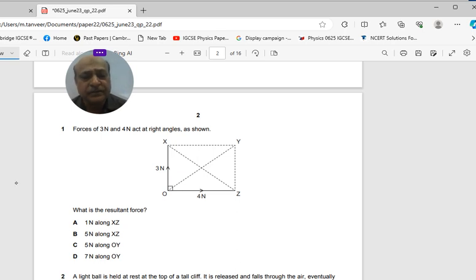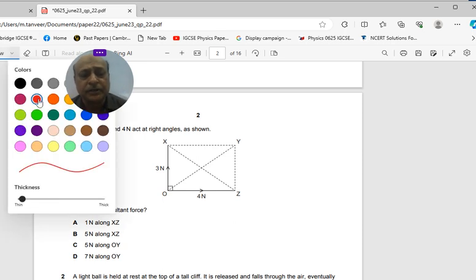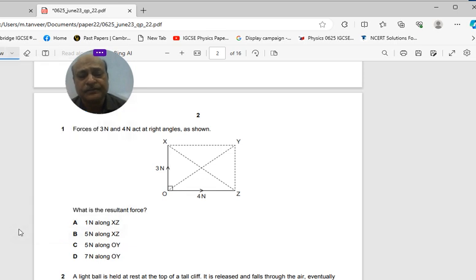When different forces are acting at different angles and you are asked to find the resultant of these forces, then you have to use the law of parallelogram of forces. You have to make a parallelogram of these forces and you will find the resultant. These are the 3 Newton and 4 Newton forces. Now you will make a parallelogram of these two forces, and the diagonal gives the resultant of these forces. This diagonal is called the resultant.